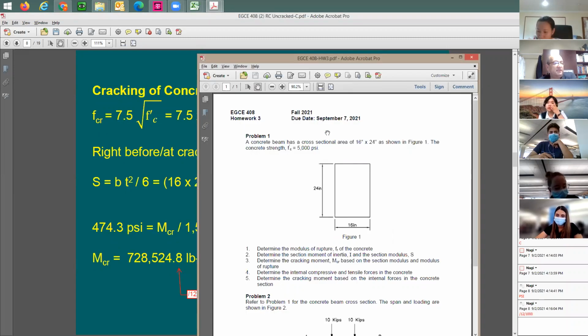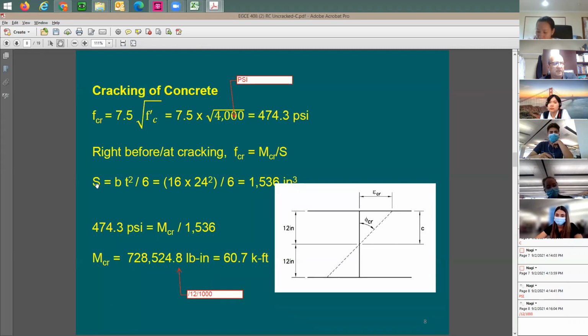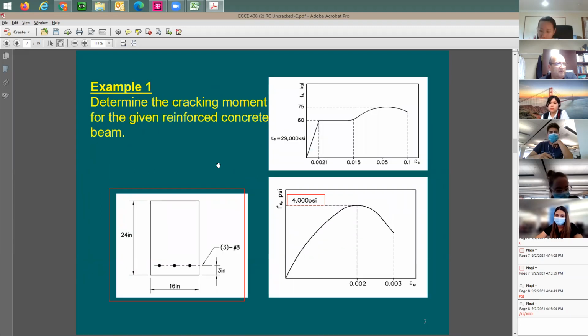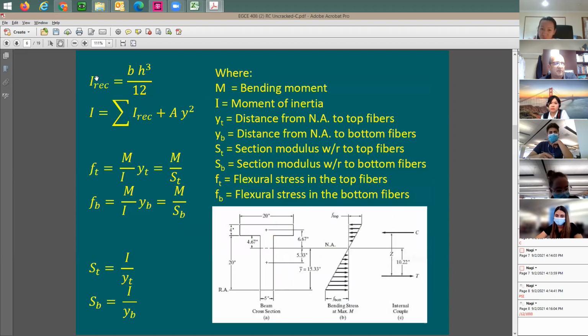And then it says here, determine the section moment of inertia, I, and the section modulus. Well, here it just showed the section modulus. Now you know how to do the section modulus. But how about the moment of inertia? Do we have an equation for the moment of inertia? You can see, yeah, we have it. I'm just going to go back here. Here it is. This is the one that you can use for a rectangular section. So you have a source for it.